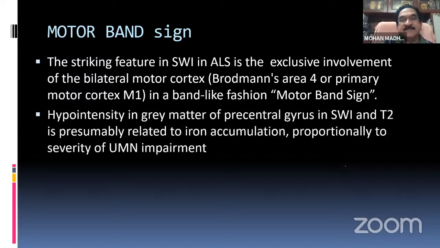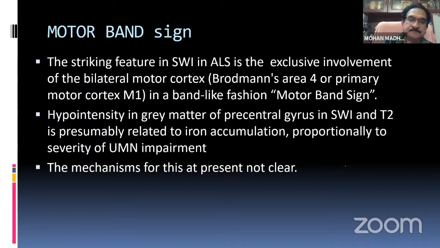Hypointensity in the gray matter of the precentral gyrus in SWI and T2 is presumably related to iron accumulation proportionate to the severity of the upper motor neuron involvement. In this patient, the left upper limb is more affected. The blooming is more seen on the right motor cortex.